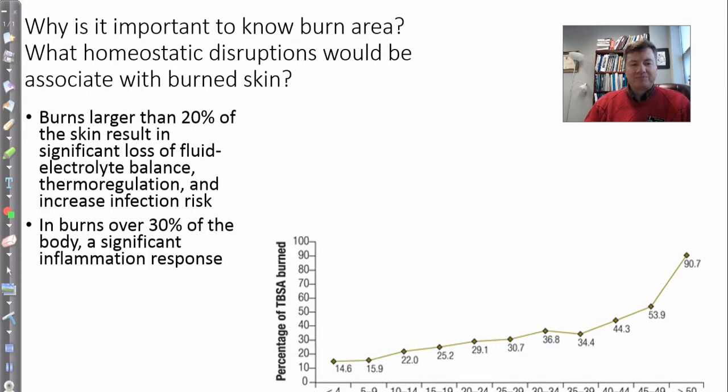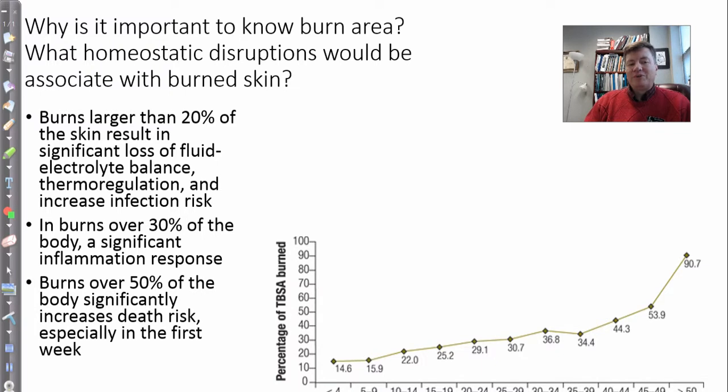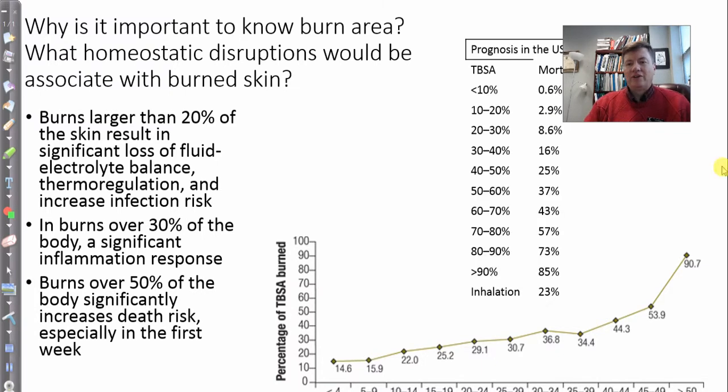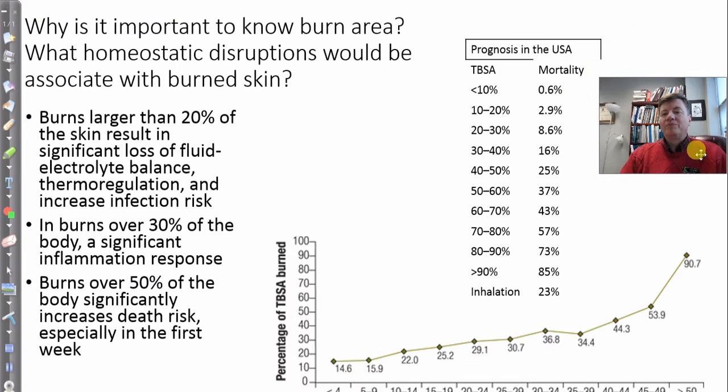prevent infection. If someone has burns over 30% of their body, there's also a significant inflammation response, which can affect other organs. Burns over 50% are going to significantly increase their death risk. In fact, I have this chart. Let me move for a second here. This chart shows you the prognosis in the United States, even with their health care.